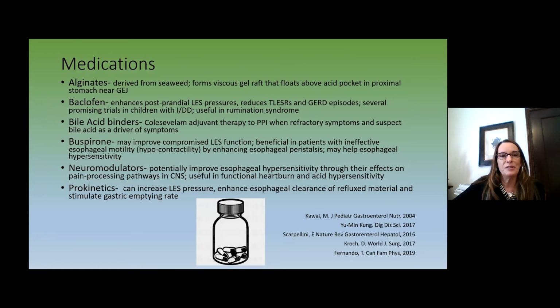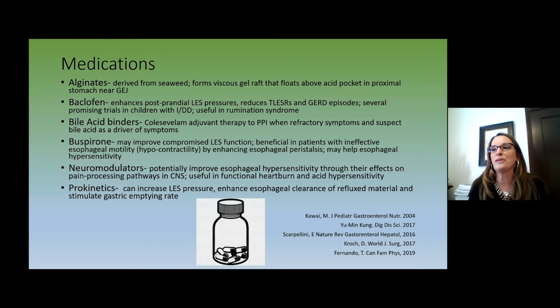This one is really interesting, I hope, for you guys. I just want to briefly go over a few medications that are potentially really helpful in addition to the regular acid blockers. Alginates are derived from seaweed, and form a viscous gel raft of a neutral pH that floats on top of the gastric contents and displaces the acid pocket away from the EGJ. So it creates a mechanical barrier, and it's been shown that antacids with alginates are much more effective than just regular antacids.